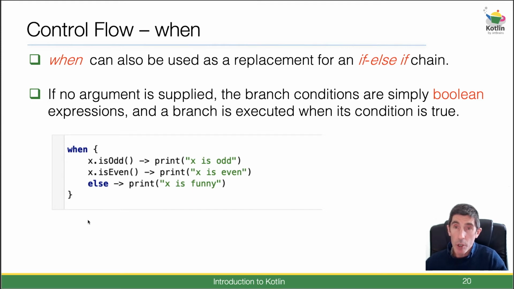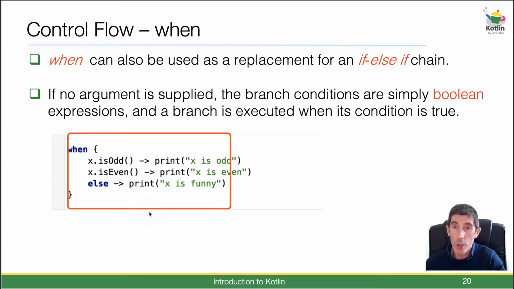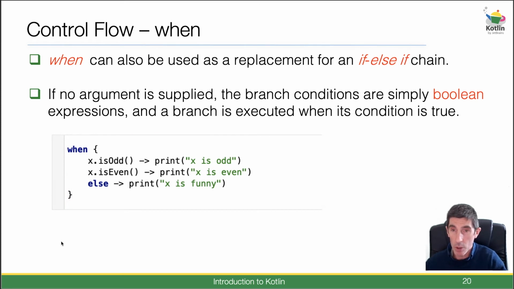Just to continue on a little bit more about the when. So when can also be used as a replacement for an if-else chain. Okay, so if no argument is supplied, the branch conditions are simply Boolean expressions and a branch is executed when its condition is true. So we're not actually comparing against anything at all. Okay, so if we look at here, right, there's just our when on its own. We're not comparing against a value. We're just going into the when block itself, and if x.isOdd, x.isEven, assuming now that x has been obviously assigned previously and has a value, it will check here.